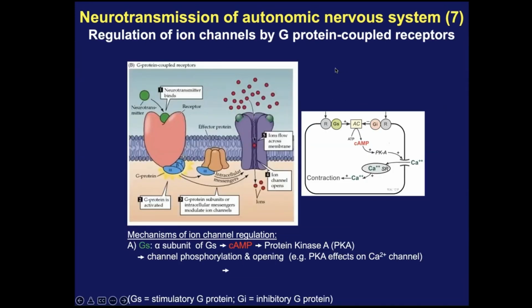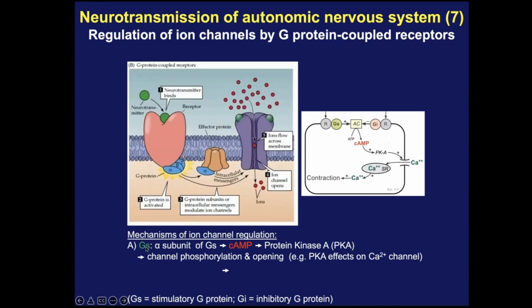Here shows the mechanisms of the regulation of the ion channels by the G protein coupled receptors. So ion channels are proteins on the cell membrane. There is a pore in the center of the protein. When the channel is activated, the pore will be open to allow the flux of the different ions. For example, the calcium channel allows the flux of the calcium, and the potassium channel allows the flux of the potassium ions across the cell membrane.